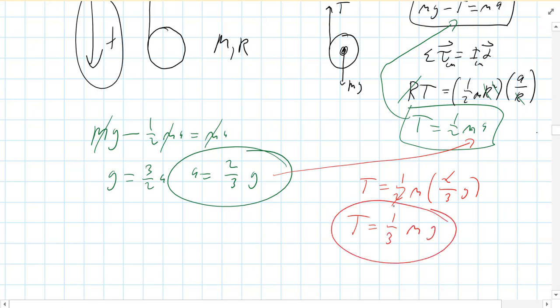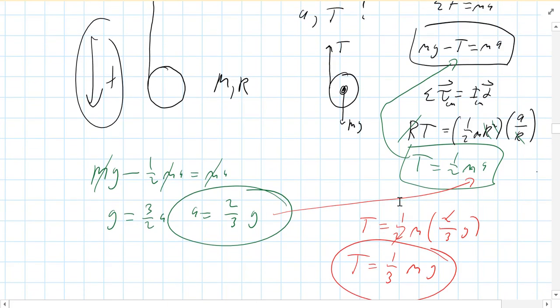So that's a pretty simple example of it. And again, technically it's not rolling, but it's very similar to rolling.